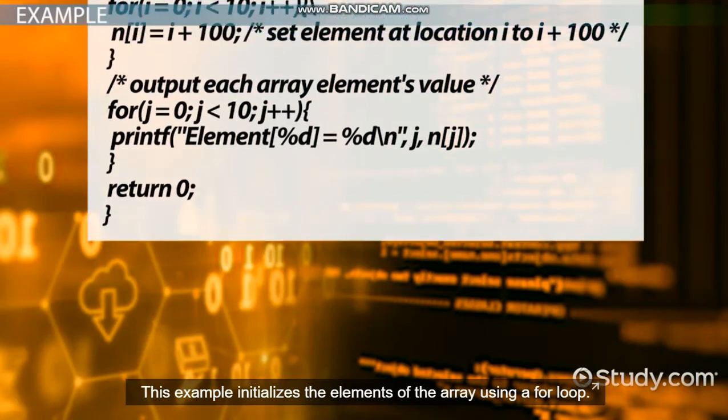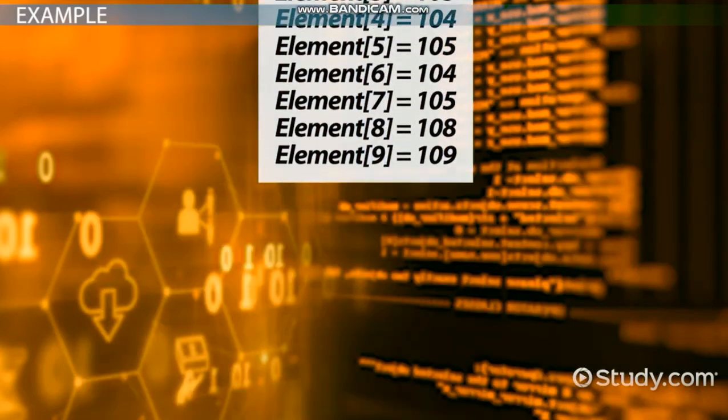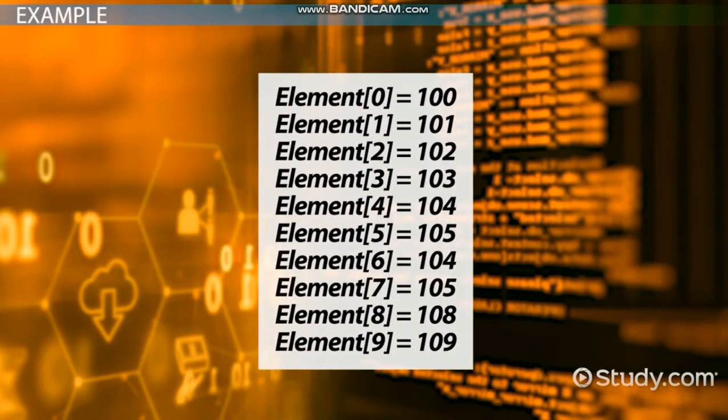This example initializes the elements of the array using a for loop. It then reads all the elements of the array and prints them. The output becomes the following.